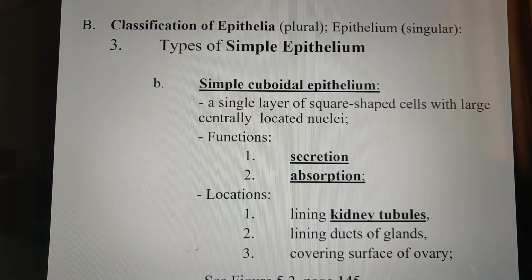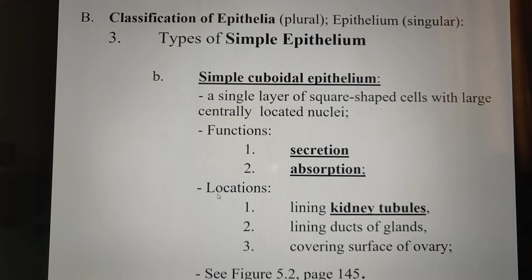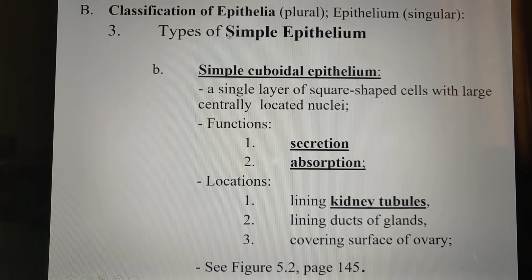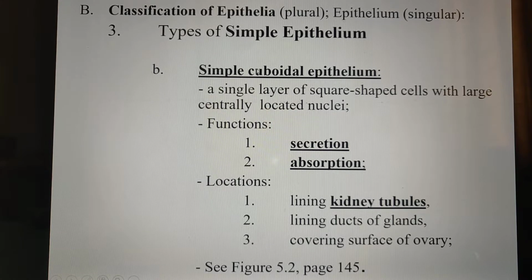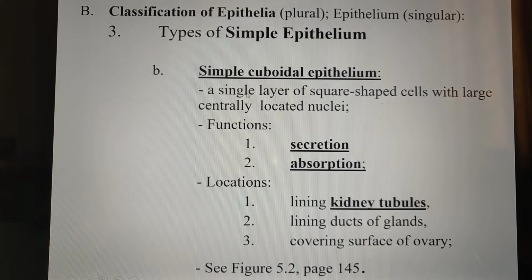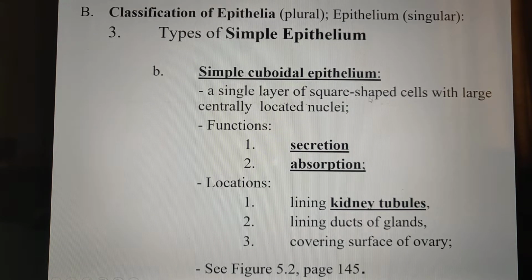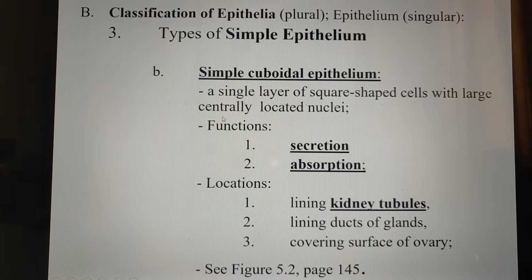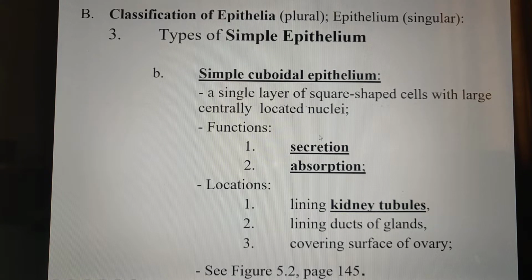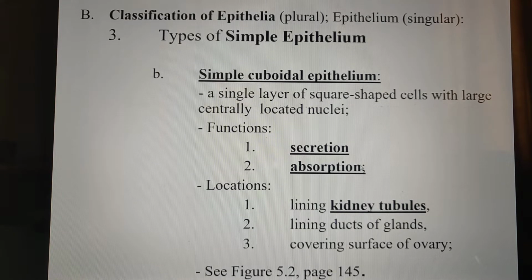Another type of simple epithelium is the simple cuboidal epithelium. Simple means single layer, cuboidal means the length and breadth are equal. So it is a single layer of square-shaped cells where the length and breadth are equal, with large, centrally located nuclei. The main functions of this epithelium are secretion as well as absorption.